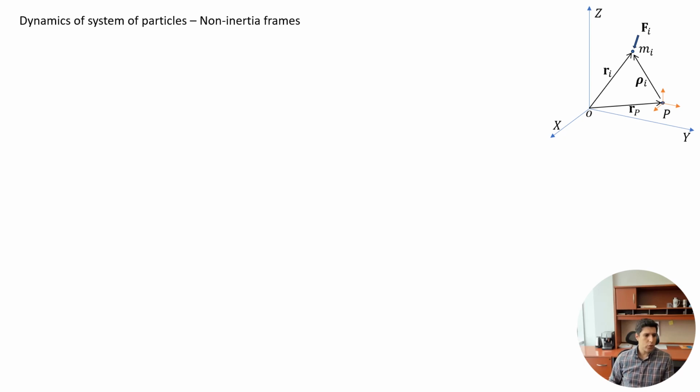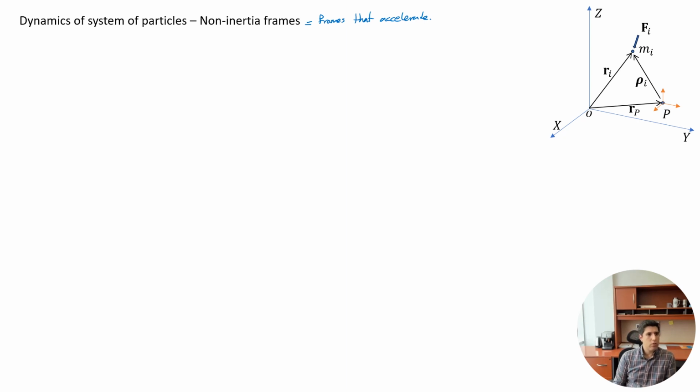Hello. Just a quick note on the equation of motion when we are writing them in frames that are not inertia frame, they have acceleration. So this is equivalent to frames that accelerate. Moving with constant velocity, that's fine. That can be considered inertia. But when there is acceleration, as in this point P is moving with some acceleration.